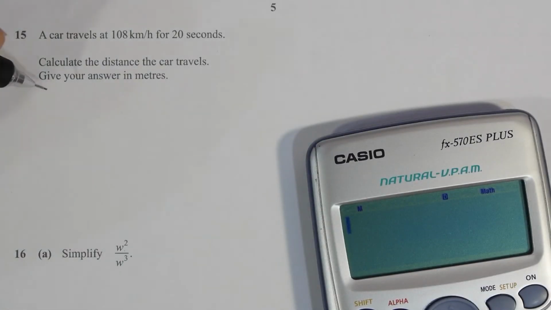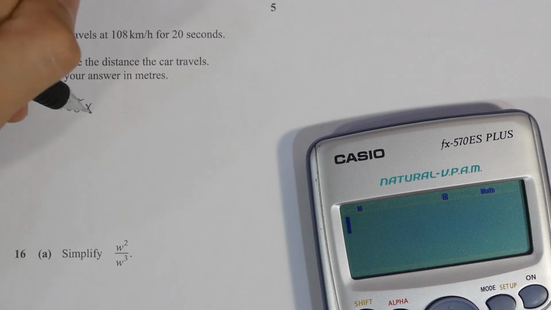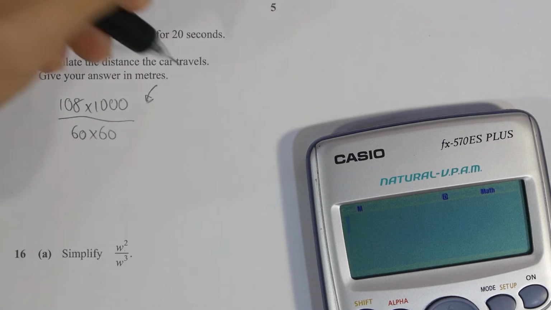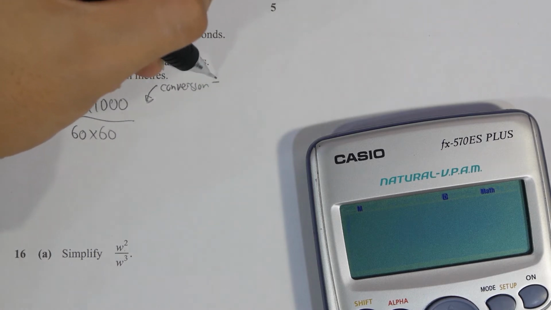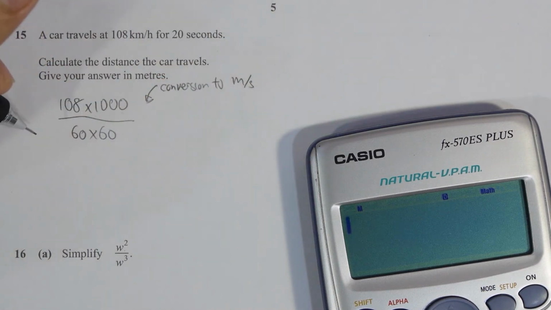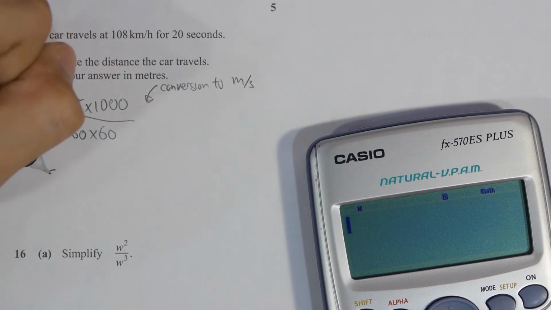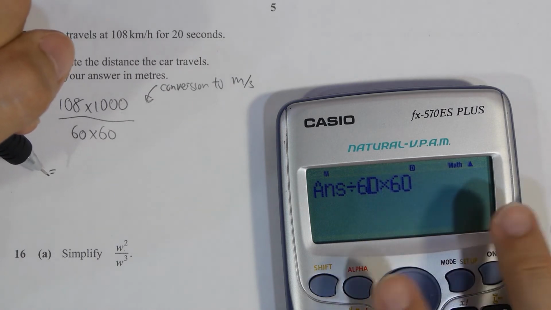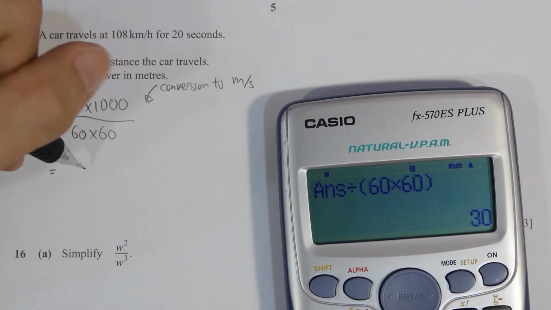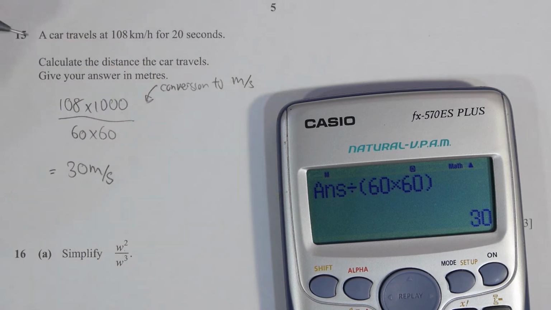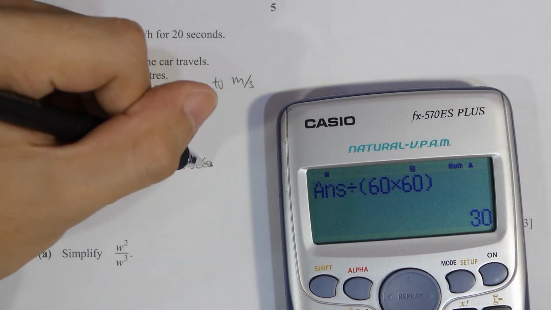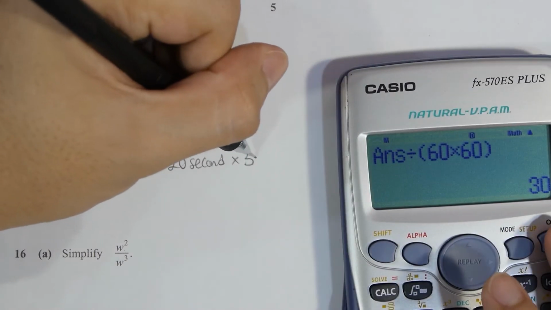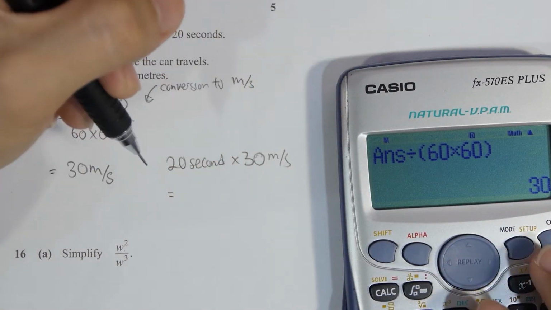For question 15, a car travels at 108 km per hour for 20 seconds. So find the distance. Key thing to take note is that they want you to find the result in meters, and they gave you 20 seconds. So you need to convert the speed of 108 km per hour into meters per second first. So by running the conversion, 108 will be multiplied by 1000 over 60 times 60. So you take 20 multiplied by the result of 30 meters per second, you will get 600 meters as the final result.